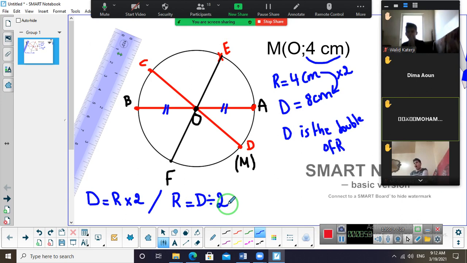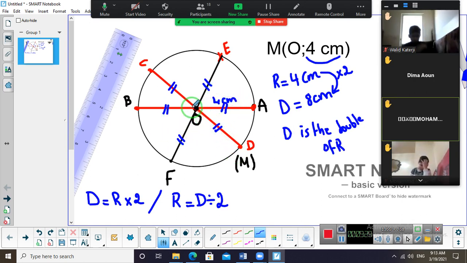You should memorize it. Diameter equals radius times 2. If I give you the diameter and I want you to get the radius, you should divide it by 2. And if I give you the radius and I want you to get the diameter, you should multiply by 2. And if you look at this figure, all of them are equal. I will put this coded information on it: all are equal, 4 centimeter.